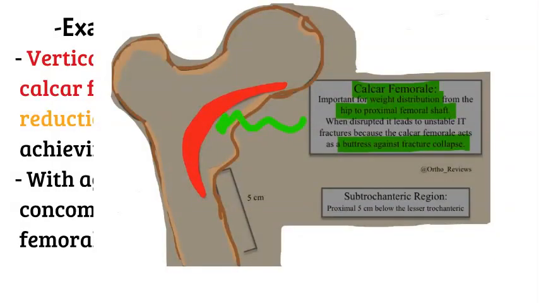This figure shows the Calcar femorale, which is important for weight distribution from the hip to the proximal femoral shaft. Usually, if it's disrupted, it can lead to an unstable intertrochanteric fracture because the Calcar femorale can act as a buttress against fracture collapse. The subtrochanteric region is the proximal 5 cm below the lesser trochanter.